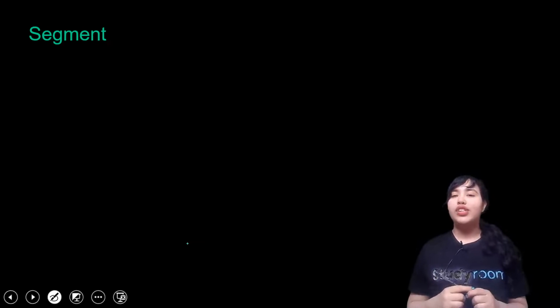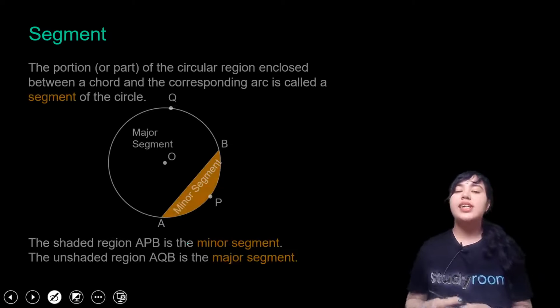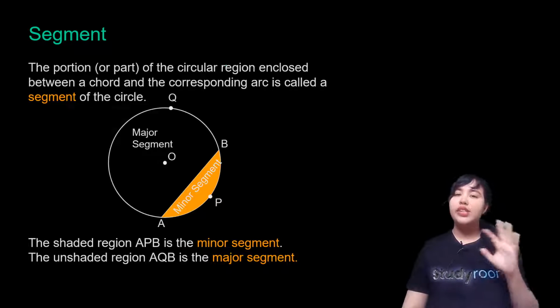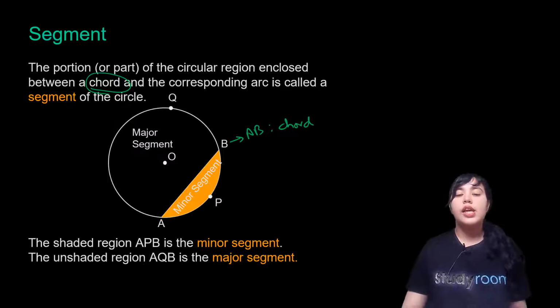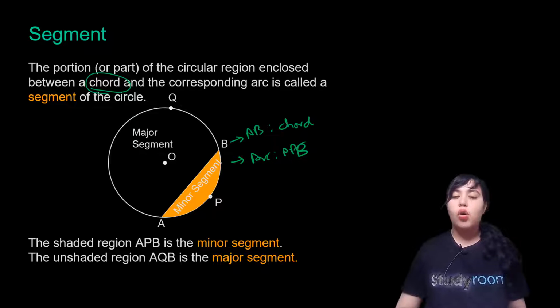So now we move on to the segment. What is a segment? It is a portion of the circular region. So both sector and segment are a part of a circle only. But here the thing is that it is enclosed between a chord. A chord is any line segment which joins any two points on a circle. So here AB is a chord, and the corresponding arc over here is APB. So this region between your chord and arc is what we are calling the segment.